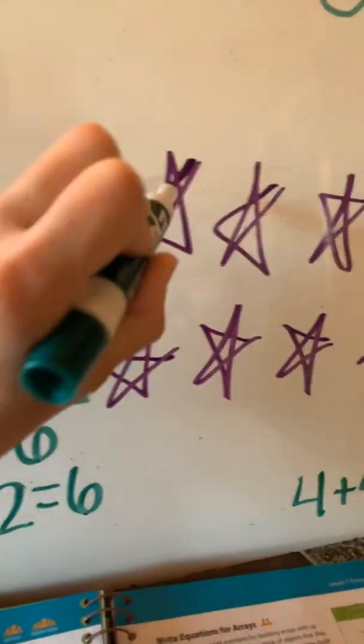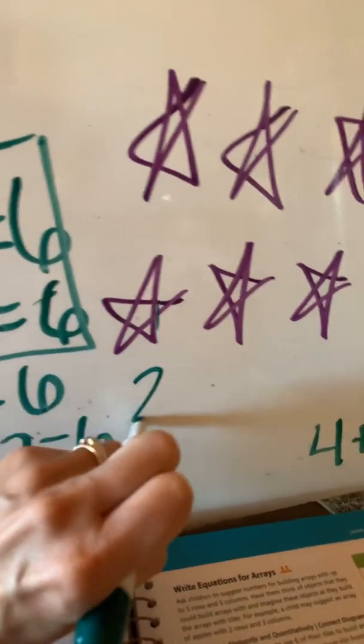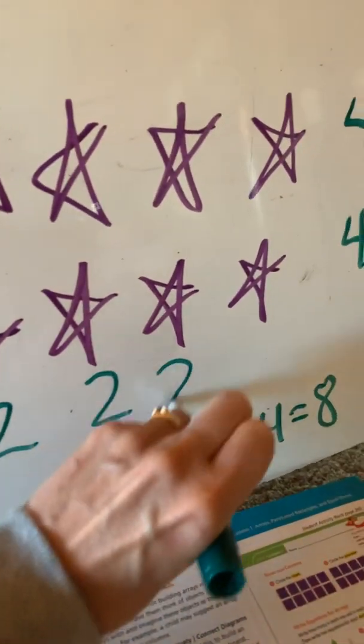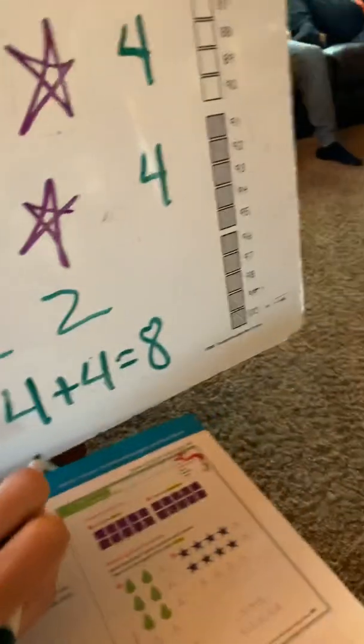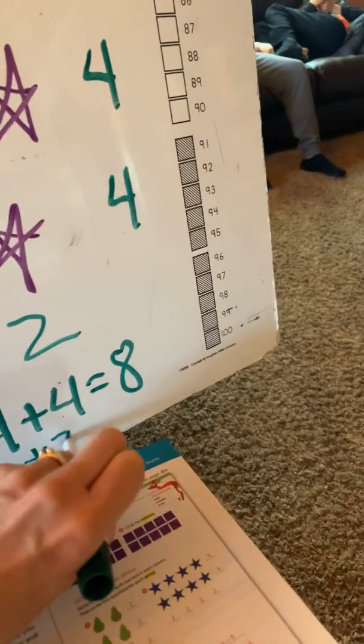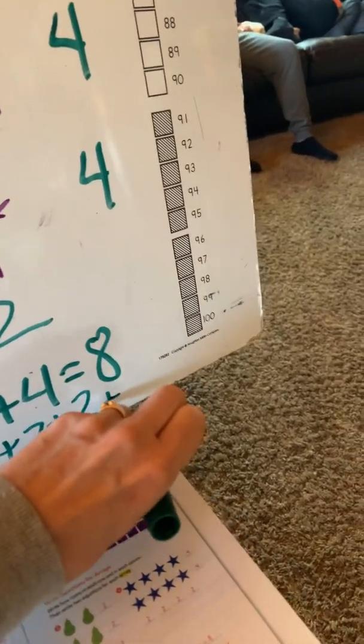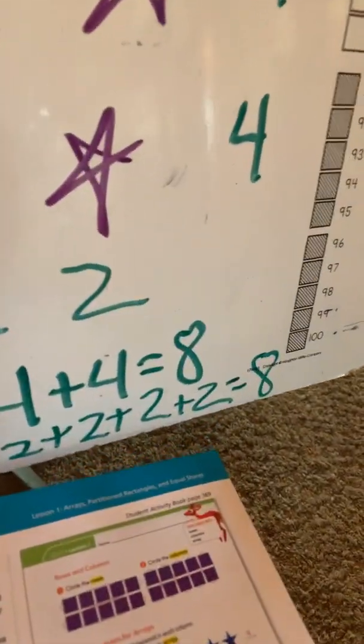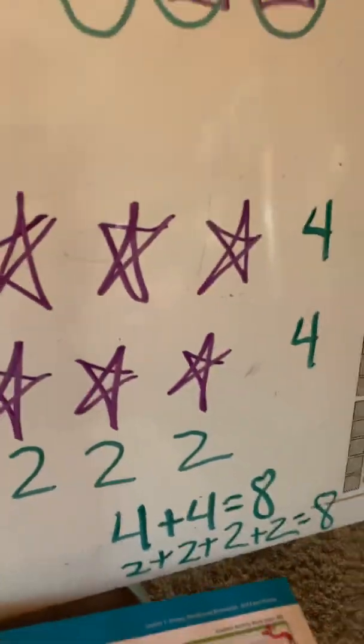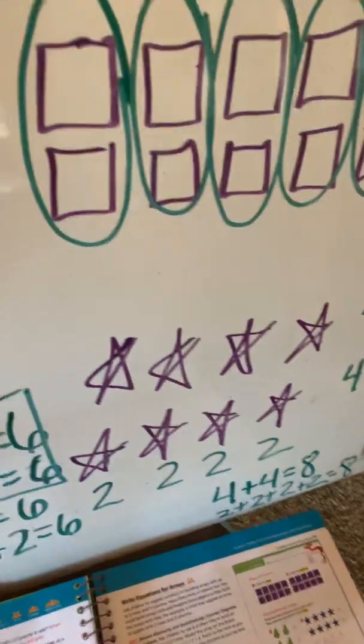Or we can count by columns. 2 plus 2 plus 2 plus 2. How many is that? It's 8. Very good. 2 plus 2 plus 2 plus 2 is 8. Either way, we get to 8. 4 times 2 or 2 times 4.